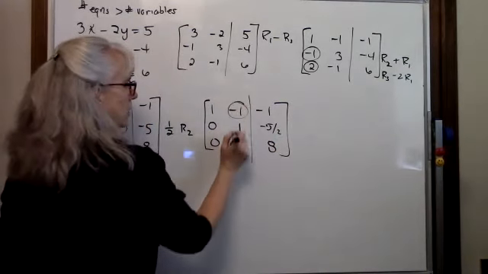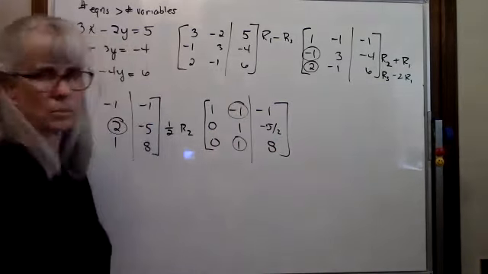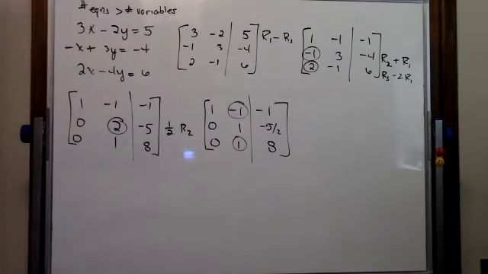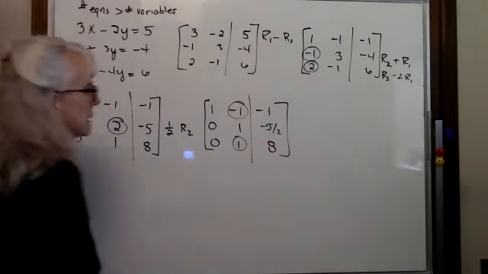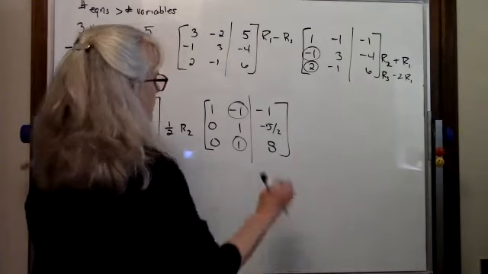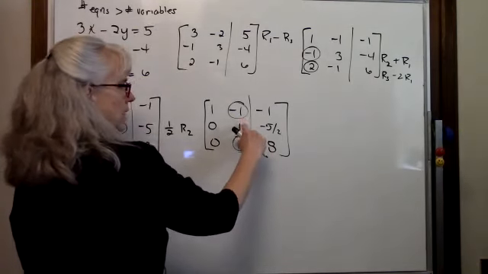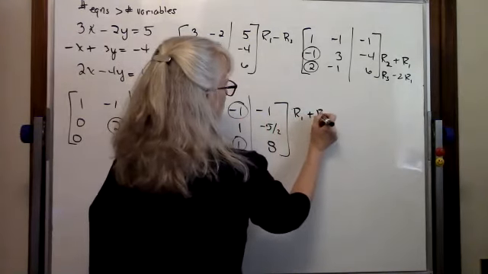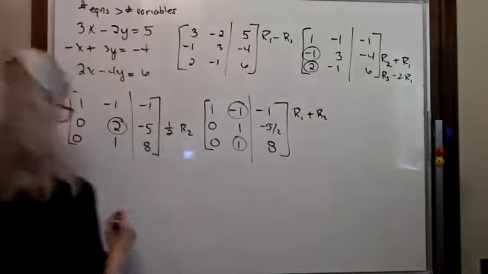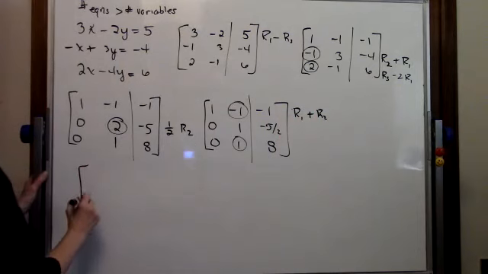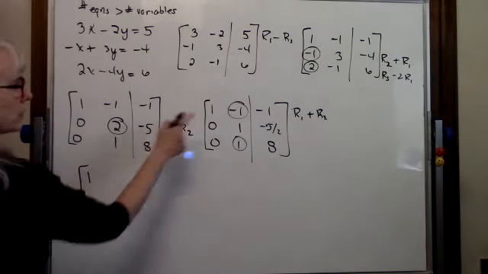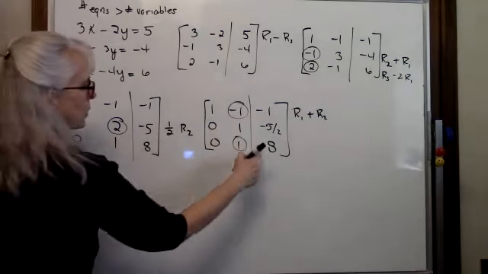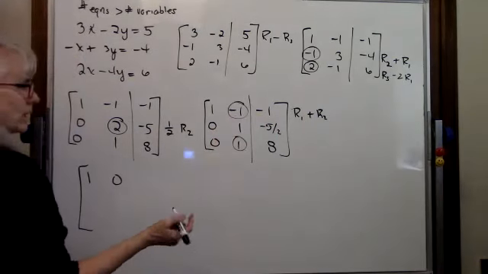Okay, now we're going to put a 0 here and a 0 here. Something doesn't look like it's working out correctly, but we'll go for it and see what happens. So to get the 0 here, we're just going to add these two rows together. So we're going to take row 1 plus row 2. So that would be 1. Negative 1 and 1 is 0. Negative 1 and 8 is 7.